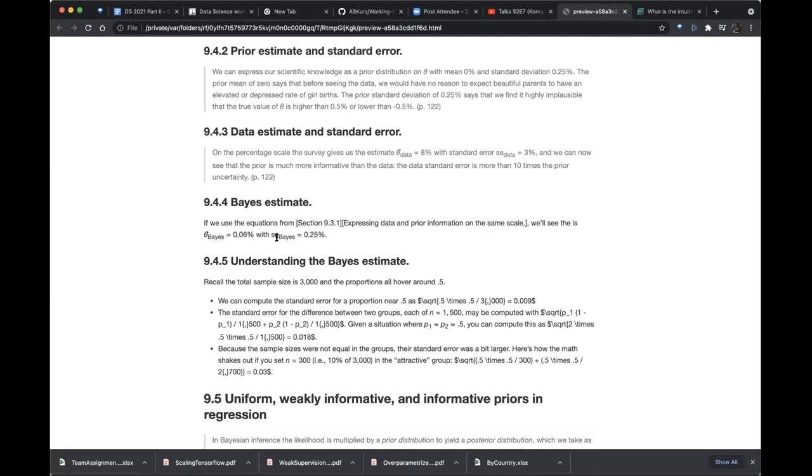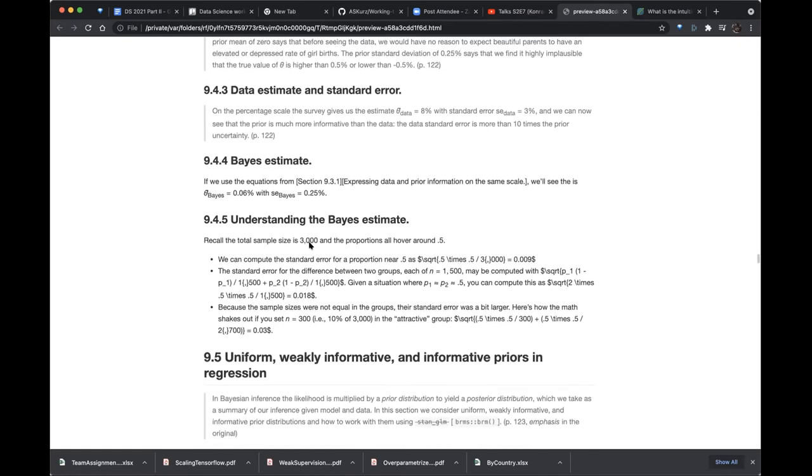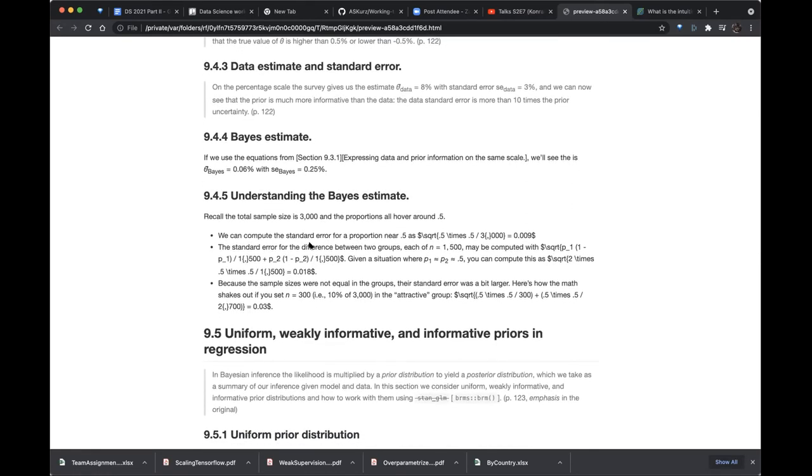So going back, we had our equation. We combine them, and theta gets reduced drastically from 8% down to 0.06. And then the standard error comes up. Does it come up? We said up here we wanted, yeah. Oh, okay, I guess because they were, yeah. So that's that.